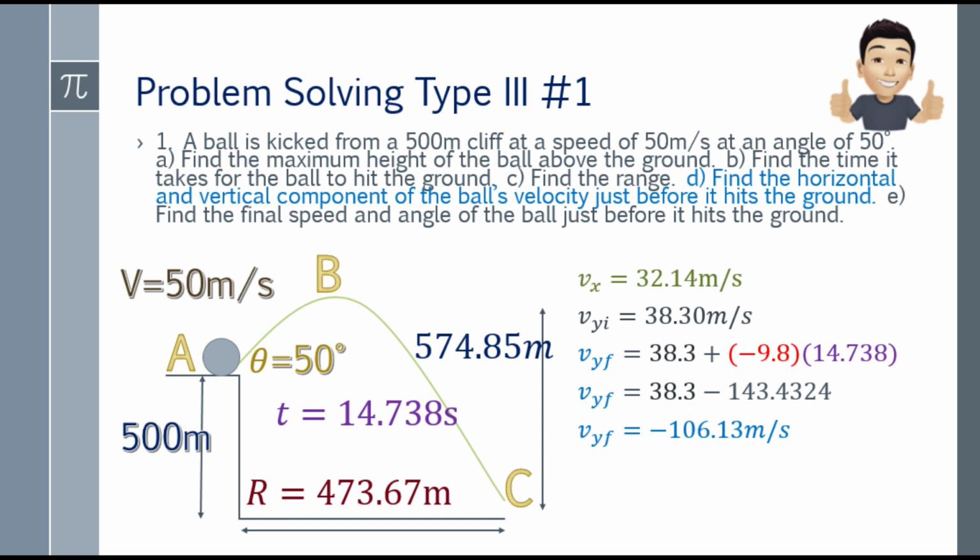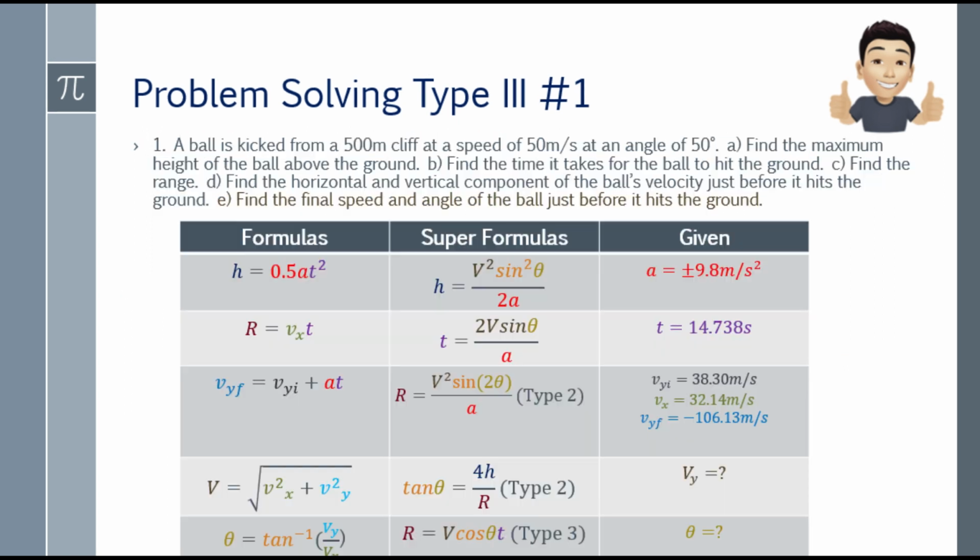Alright, so going back to the question, find the horizontal and vertical component of the ball's velocity just before it hits the ground. As you can see, for VYF, that is negative 106.13 meters per second. And your horizontal component will be 32.14 meters per second. It will not change. Alright, so we're at the last part of the problem. Find the final speed and angle of the ball just before it hits the ground. So these are our givens. I'll put them in the table.